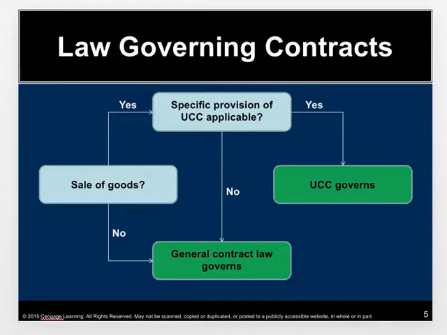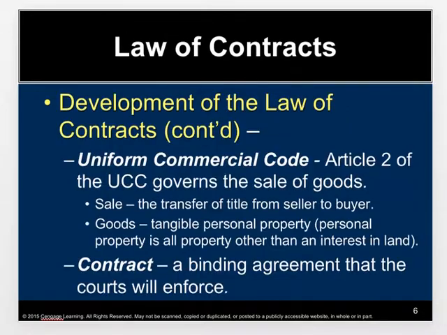So every state, with the exception of Louisiana, has adopted the UCC either in its entirety or in its majority. So that's, again, we're still talking about the development of the law of contracts. So the Uniform Commercial Code, as I mentioned earlier, Article 2 of the UCC governs the sale of goods. And by sale, we mean the transfer of title from the seller to the buyer. And that's actually a defined term in the UCC.